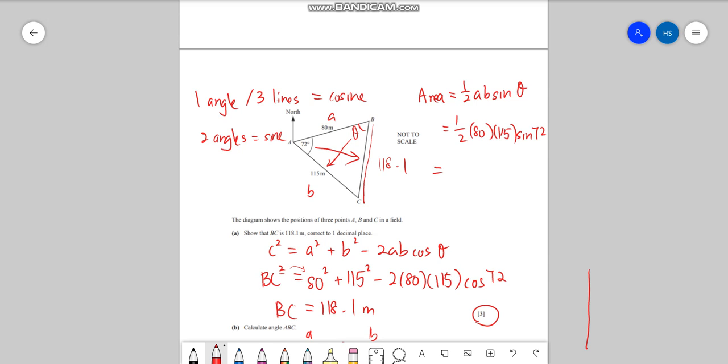By keying everything into your calculator, you should get your final answer as 4374.86. Okay, so this is the area for this triangle. So that's it.